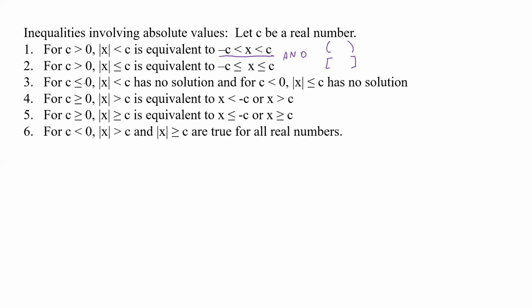Now, what if c is less than or equal to 0? Well, if c is less than or equal to 0, then if we take the absolute value of that, we can't have an absolute value be negative, and so there's no solution. And the same thing works for c just strictly less than 0. We can't have that, and so there's no solution there as well.